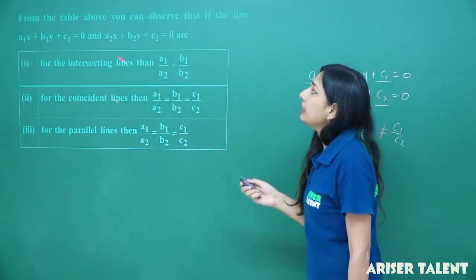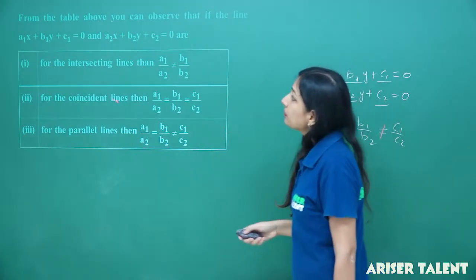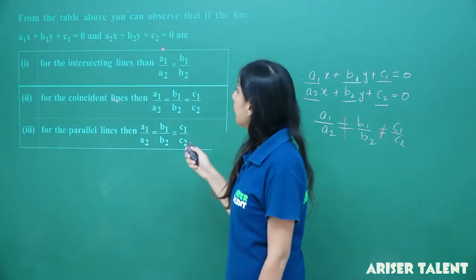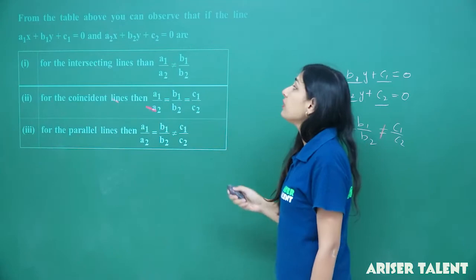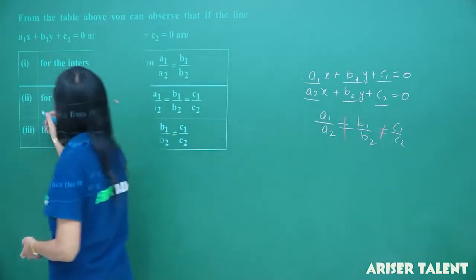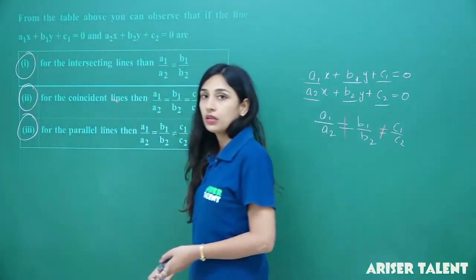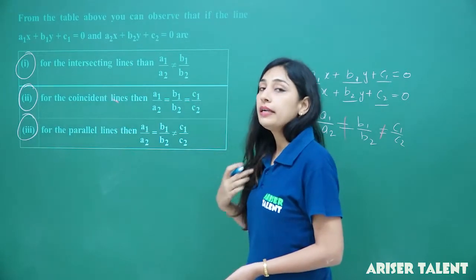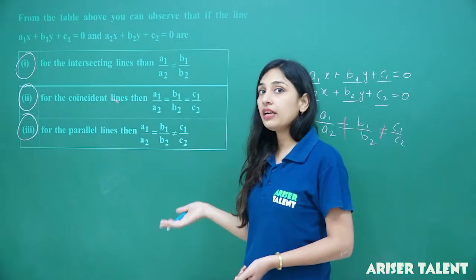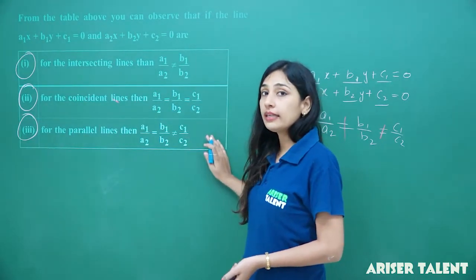first, for intersecting lines, a1 by a2 is not equal to b1 by b2. Now student, this is important. You can just tell whether they are intersecting, parallel or coincident by just looking at their ratios.